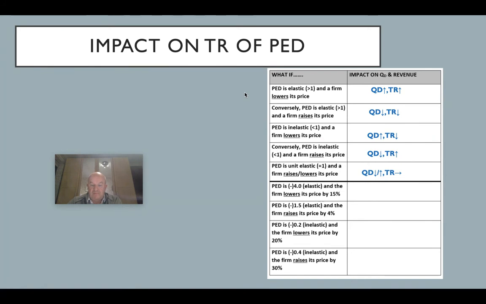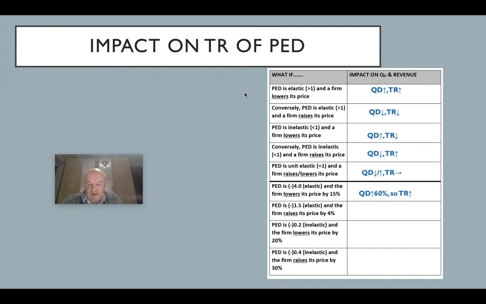Okay, let's take a look at another scenario, where in this case you're given some information. You're being told that the PED is 4, so we've got elastic demand, and the firm chooses to lower its price by 15%. To calculate that, if you remember what your PED formula is, you've got your PED and the 15% change in price, and in that scenario the quantity demanded would increase by 60%, and so total revenue would increase too.